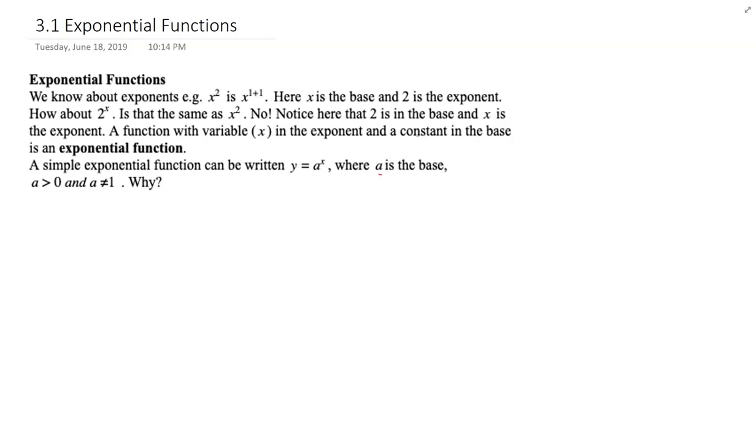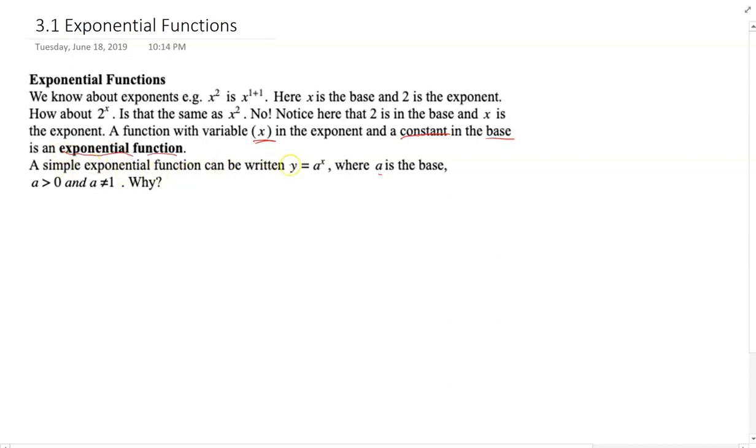How about 2 raised to the x? Is that the same as x squared? No, that definitely is not the same. Notice here that 2 is in the base and x is in the exponent. A function with a variable in the exponent and a constant in the base is called an exponential function.